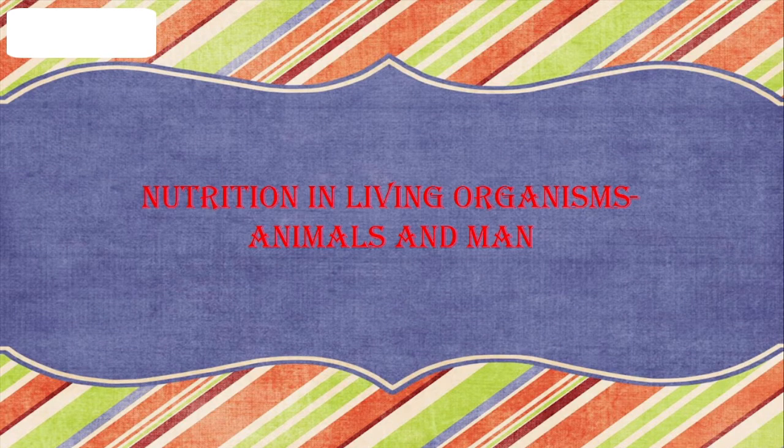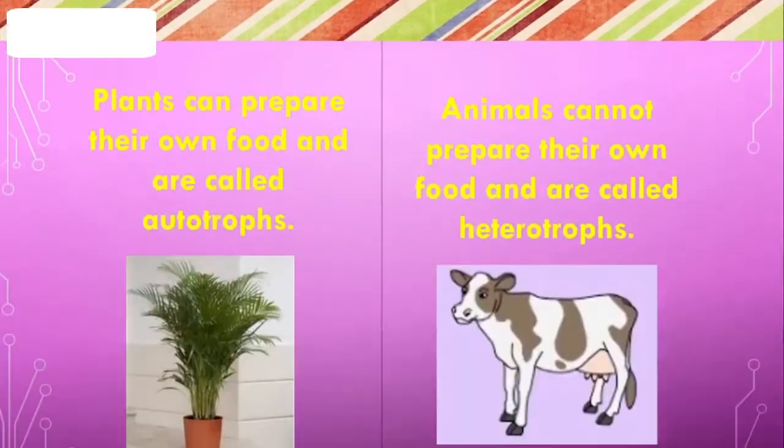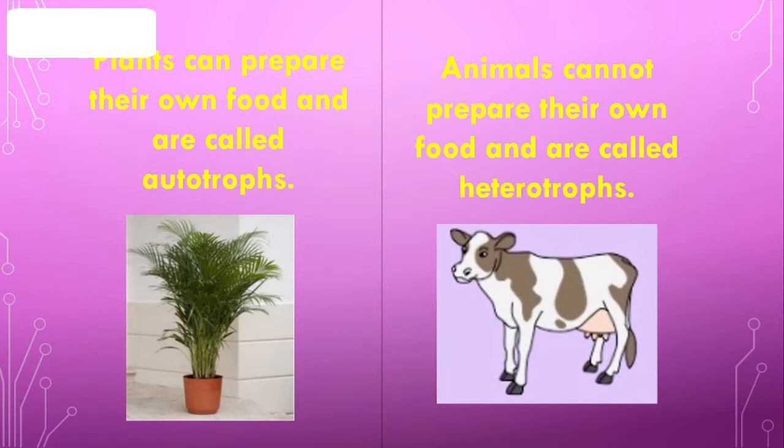Today we will study about nutrition in living organisms in animals and man. Let us start with it. Plants can prepare their own food and are called autotrophs. Animals that cannot prepare their own food are called heterotrophs.